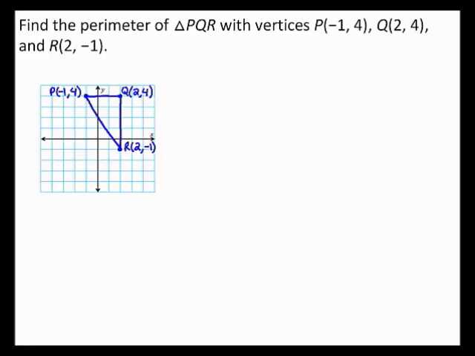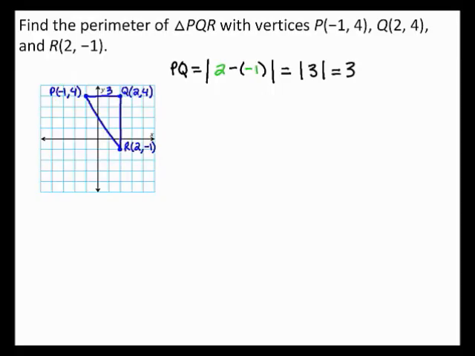To find the length of side PQ, you can use the ruler postulate. Because side PQ is a horizontal segment, the length of this side is equal to the absolute value of the difference of the x-coordinates of the endpoints. Let x1 equal -1 and x2 equal 2. So, the length of side PQ is equal to the absolute value of 2 minus -1. When you simplify, 2 minus -1 gives you 3, and the absolute value of 3 is 3. So, the length of side PQ is 3 units.